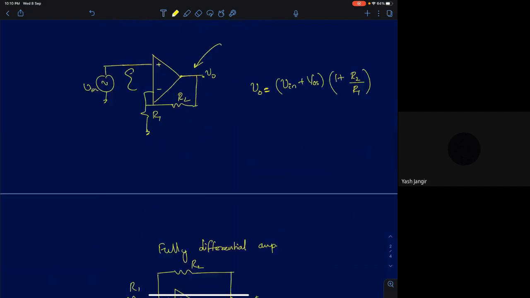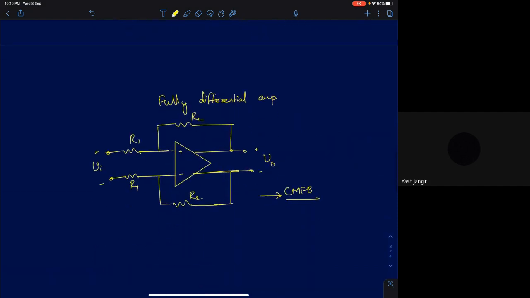But we will later see in fully differential circuits, they again offer this huge advantage of common mode rejection. Fully differential operational amplifiers offer supply rejection, and any common mode signal will be fully rejected. So that's one big advantage of fully differential circuits. Okay, so we will talk extensively about the fully differential operational amplifier architectures.